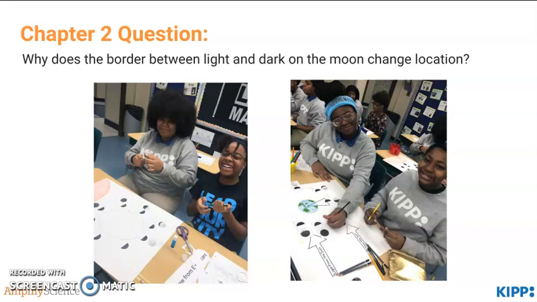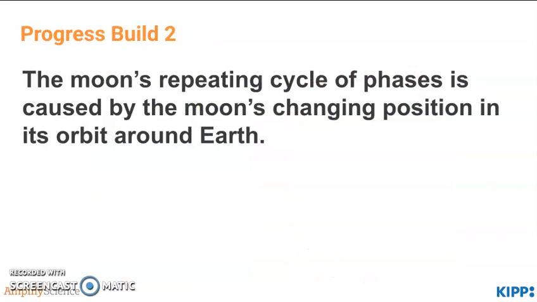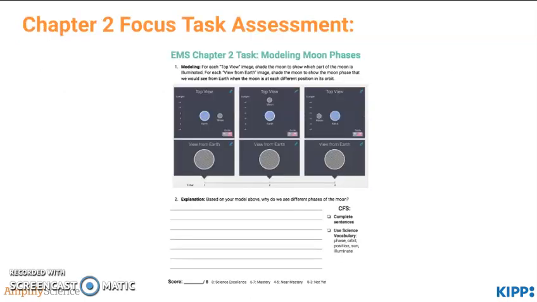Students had a ton of fun doing it, as you can see, and they were able to walk away with a huge visualization of why we see the different phases and when we see the different phases. It was awesome. By the end of the chapter, students should have mastered Progress Build 2, which means they know that the moon's repeating cycle of phases is caused by the moon's changing position in its orbit around Earth.